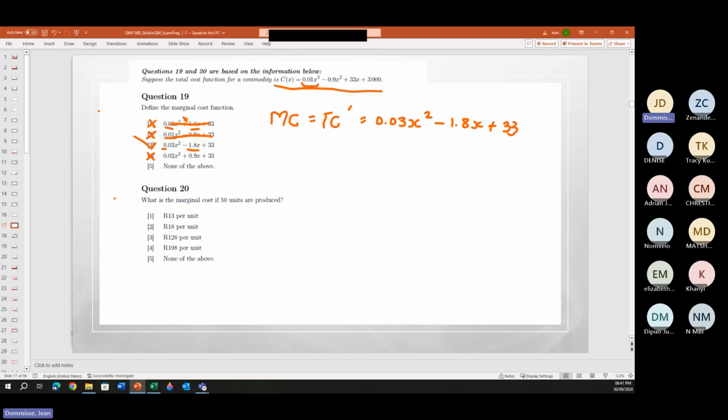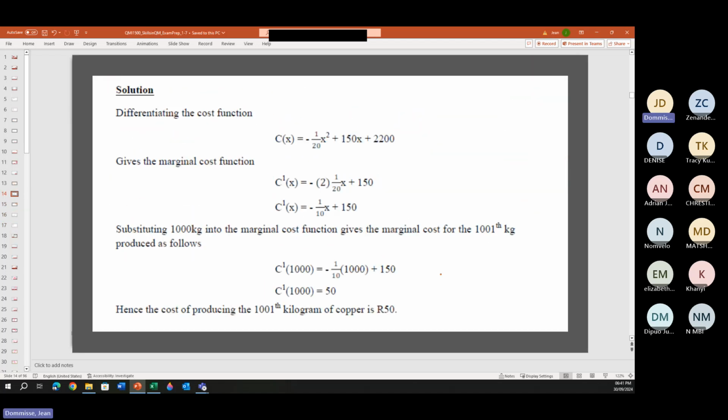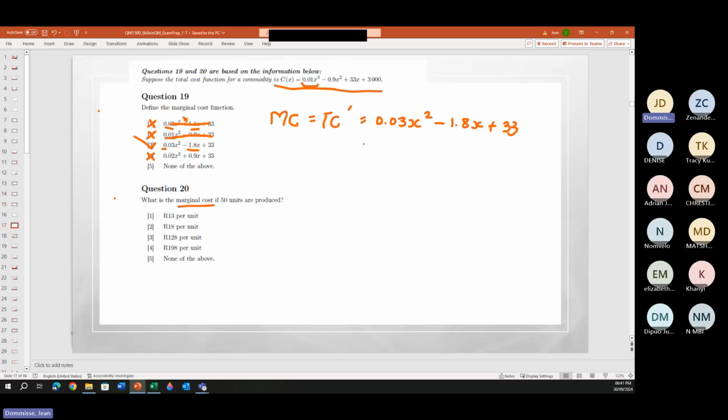Okay, and then what they do is on this marginal cost that you have now again worked out, very much similar to this one where we needed to put in 1,000. So now we've got this marginal cost, and they say, what is the marginal cost if 50 units are produced? Okay, so if 50 units are produced, let's work it out.